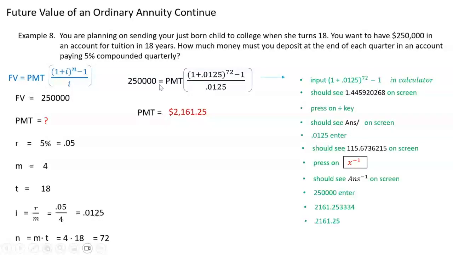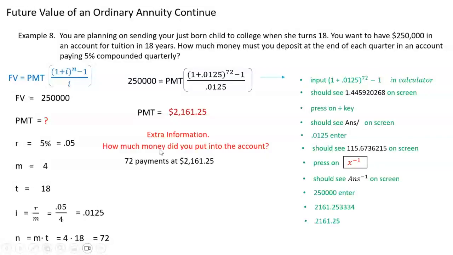So how much money must you deposit? This is the money deposited at the end of every quarter. Extra information: how much money did you put into the account? Because at the end we're going to have 250,000, but how much money actually came from your pocket? So we multiply the 72 payments times the payment. It's going to give us $155,610. This is how much money you actually put into the account.